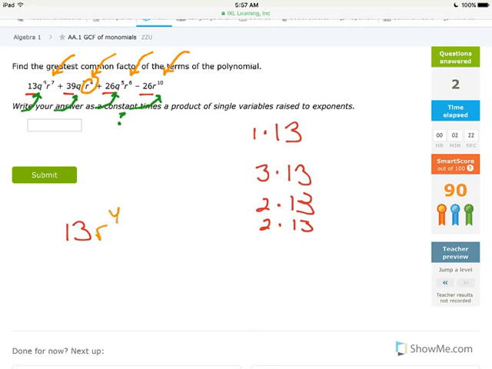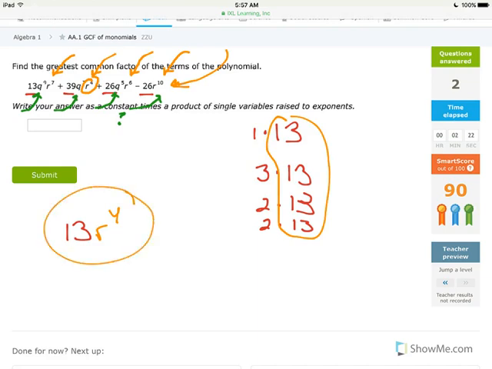So for the number parts, they have a 13 in common. For the q's, they didn't have any in common because the last one didn't have a q in it. But they did have 4 r's in common. So r times r times r times r. So 13r to the 4th.